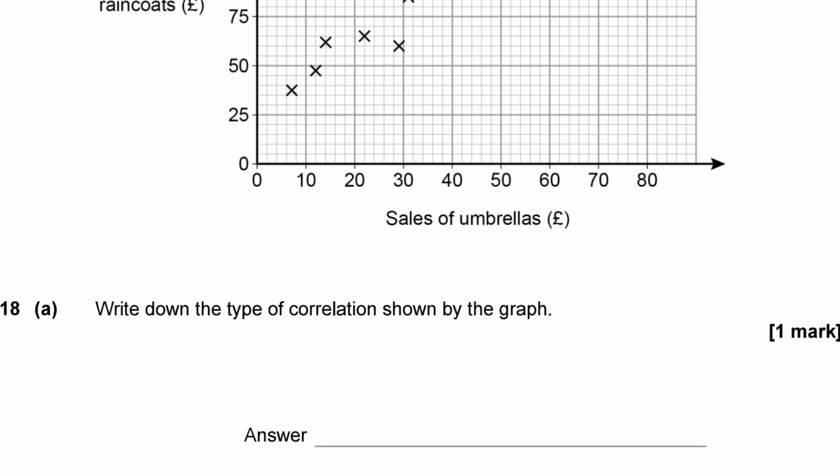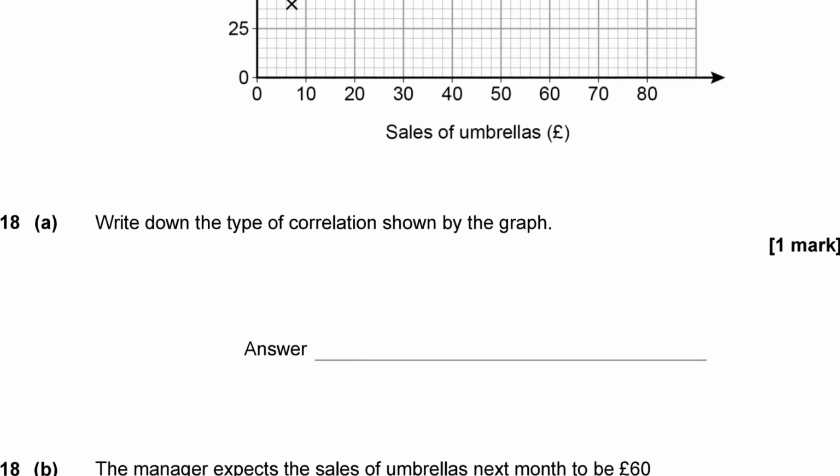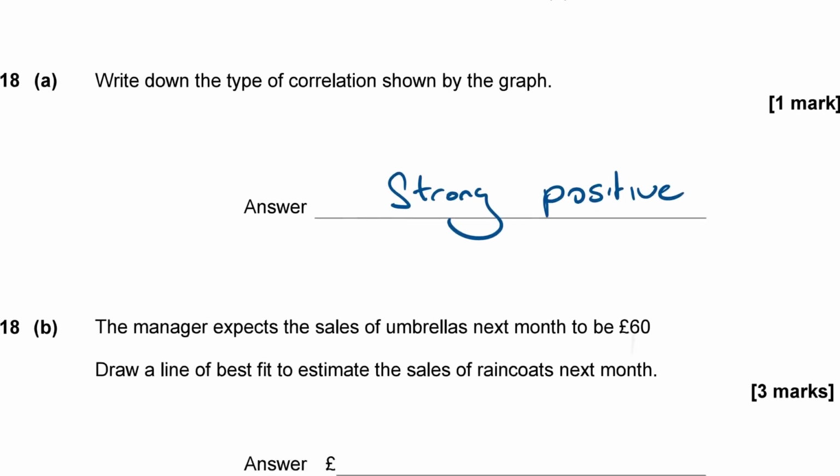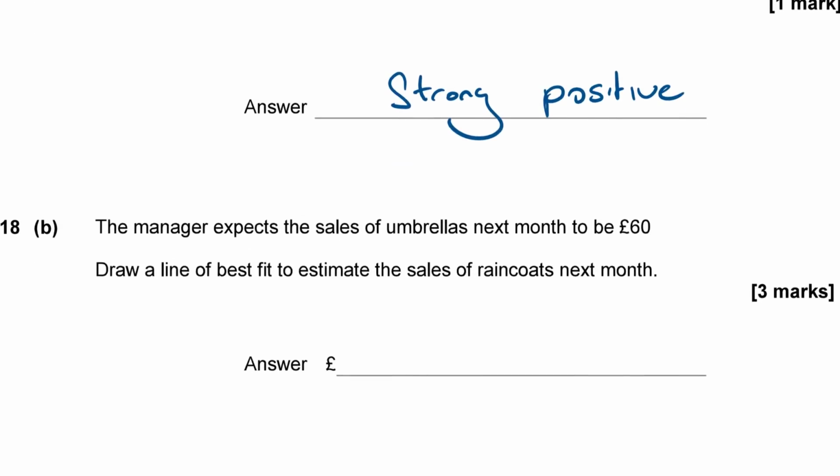So write down the type of correlation shown by the graph. This is what we call strong positive, because it's a clear upward line of best fit going through those. The manager expects sales of umbrellas next month to be £60. Draw a line of best fit to estimate the sales of raincoats next month.